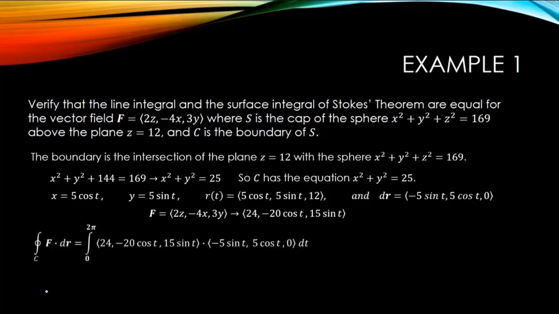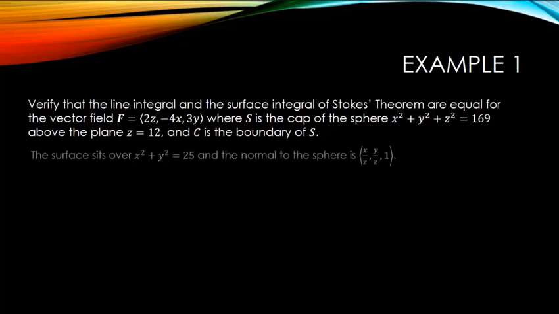So my closed integral over C of F dotted with dr becomes the integral from 0 to 2 pi of the vector with components 24, negative 20 cosine t, 15 sine t, dotted with the vector with components negative 5 sine t, 5 cosine t, and 0, dt. This gives me the integral from 0 to 2 pi of the quantity negative 120 sine t minus 100 cosine squared t plus 0 dt, which gives me negative 100 pi.